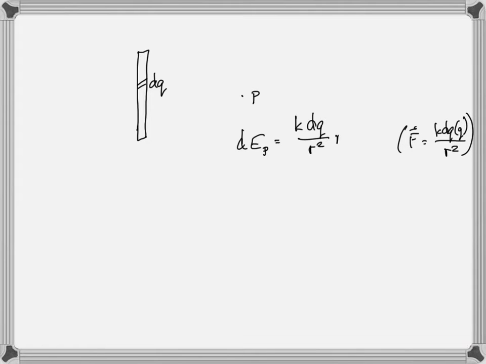And of course it's in the radial direction. So we would just say dE, and then we would add up dE all the way down the line. And so it's a question of geometry and figuring out how to add up. Let's draw the radius vector. Here's the radius vector, r. So the direction is there. That's the r hat direction.